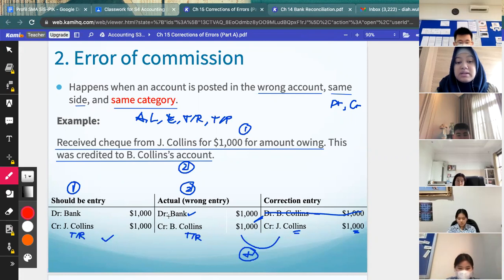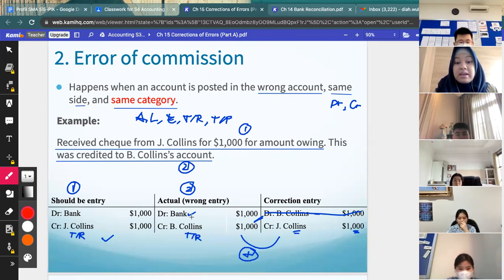The actual in the debit side is bank. The should be is bank. It is already correct. Should you make a correction on the debit side? The answer is no. Oh, sorry. Should you make the correction on the bank transaction? The answer is no, because it is already on the right side and the right amount.